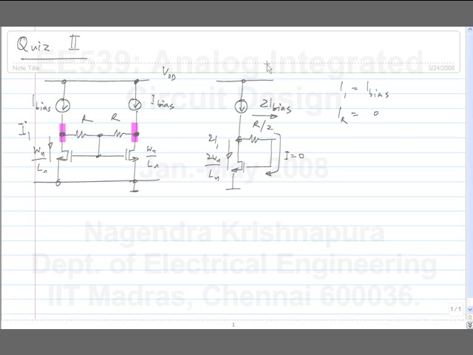So it's pretty simple. Once you recognize the symmetry, it's very simple. Even if otherwise you assume different voltages here and write Kirchhoff's current law everywhere, you will get the same answer, obviously.